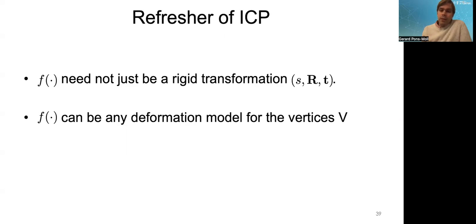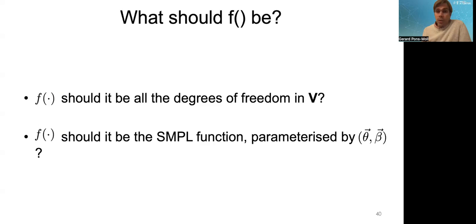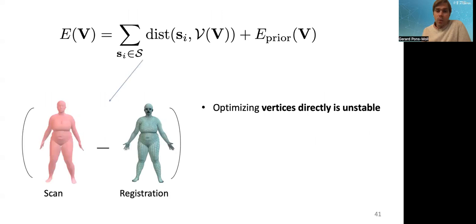So the question is, okay, we want to fit body models to scans of people. The question is, what should be F? So F could be, for example, all the degrees of freedom in the vertices V, or it could be the simple function parameterized with pose and shape. So what do you think? Should we attempt to optimize all the vertices V, or should we use the simple model to regularize the process? Well, let's look in detail at what makes sense and what does not make sense.